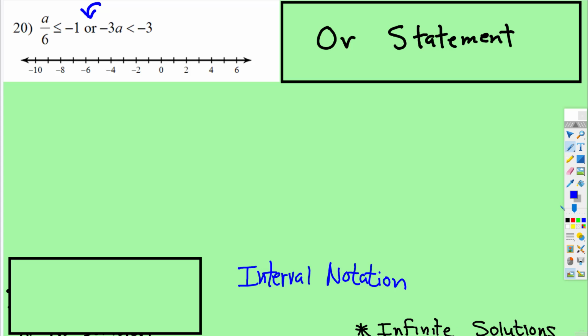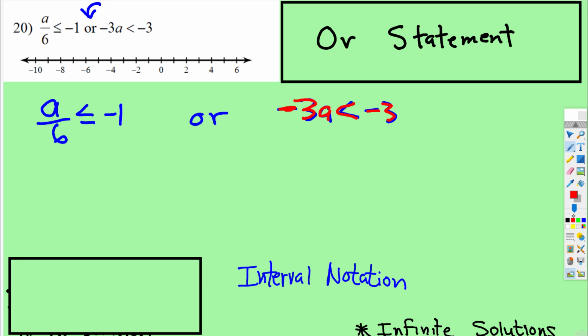So let's get started. This one on the left, we're going to say a divided by 6 is less than or equal to -1, or -3a is less than -3. Well, I'm glad that we used this one because then I can remind you about dividing or multiplying by a negative number and what that does. All right, so the one on the left over here, a divided by 6, well, the inverse of dividing by 6 is multiplying by 6. So now we have a is less than or equal to -6.